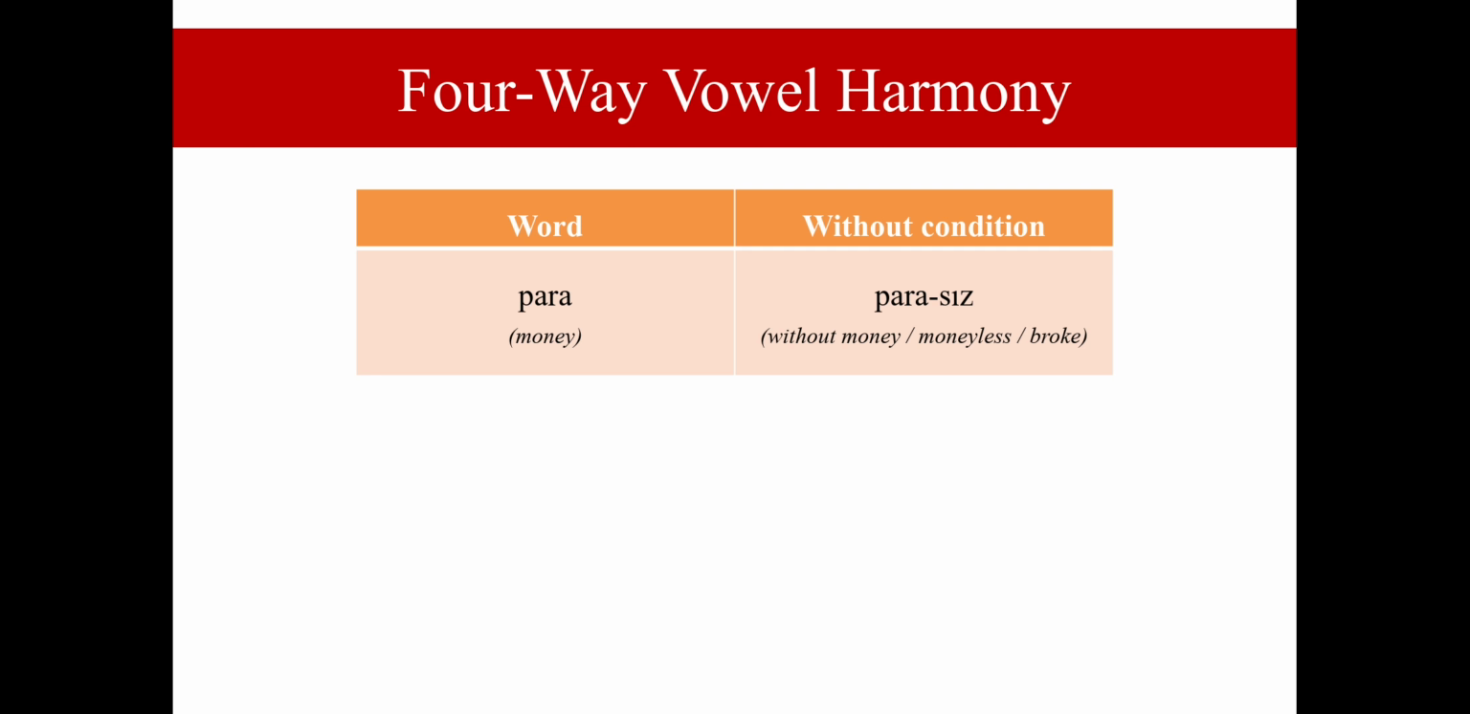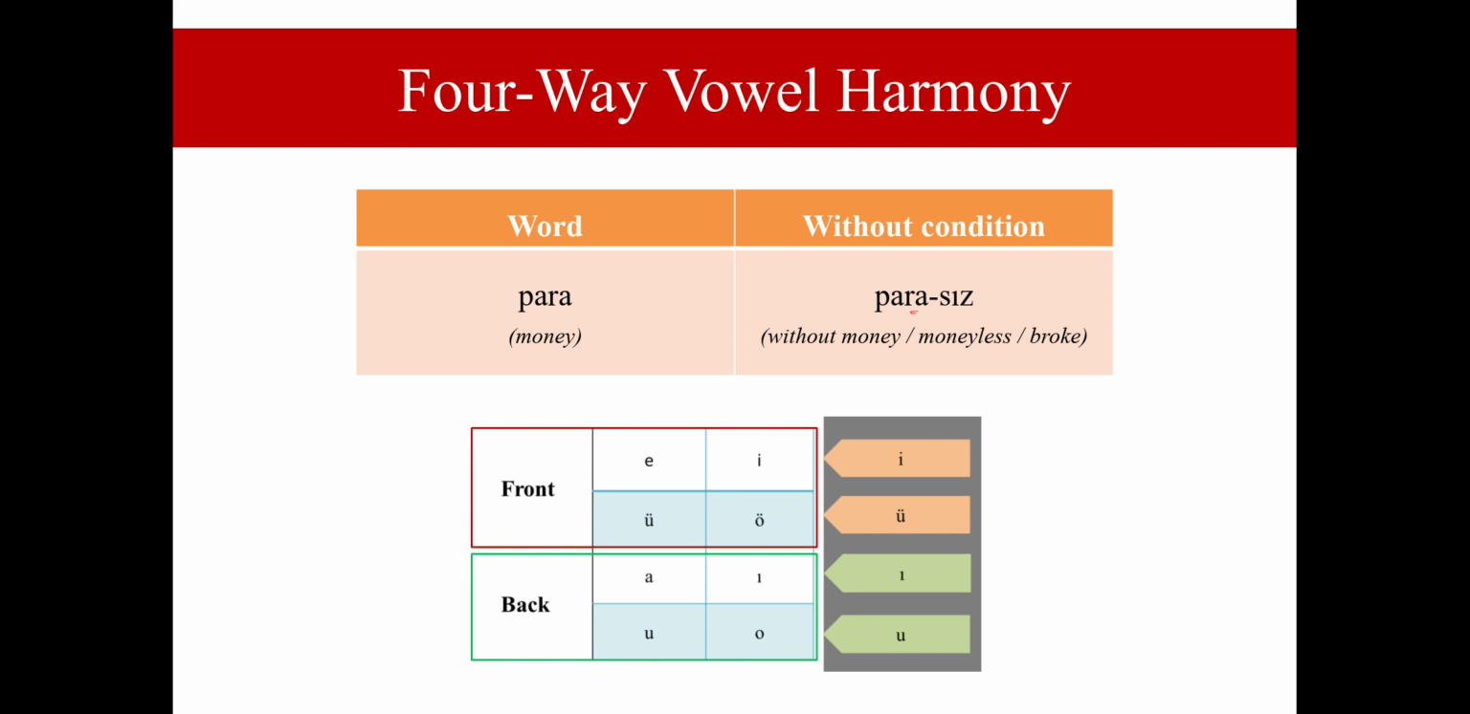Para, meaning money. Parasız, moneyless, broke. Why? Because this again has two vowels actually. So we don't need to consider this vowel. For the rules of vowel harmony, we look at the very last vowel of the word, the very last vowel of the main word root, which is this. We're not considering this, we're only considering this one. So since this is one of the back vowels, we're going to use the form here, sız.